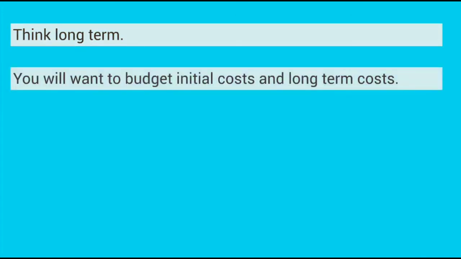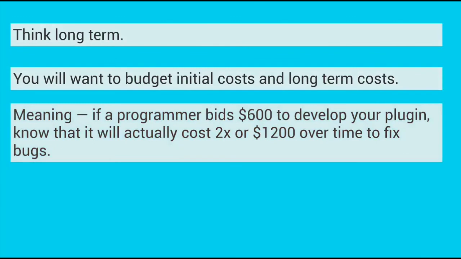You will want to budget the initial costs and the long-term costs. Now, what do I mean by that? This is what usually happens. If a programmer bids, let's say, $600 to develop your plugin, know that in reality it actually costs 2 times that. So normally it would cost $1,200 over time to fix bugs. Yes, it might be $600 for the initial, but there are going to be bugs.